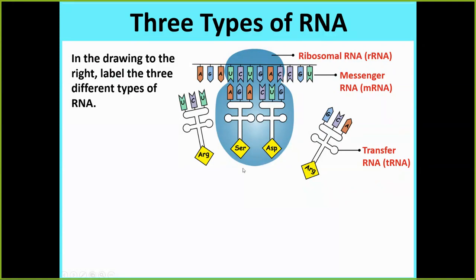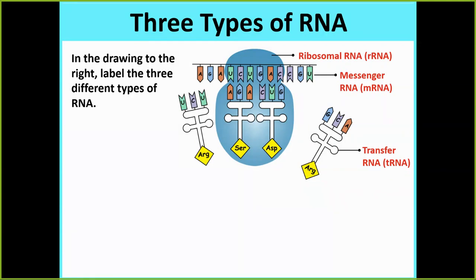So go ahead, take a minute and label your diagram: rRNA, mRNA, tRNA. By the way, very rarely do scientists actually spell out or say ribosomal RNA, messenger RNA, transfer RNA. We use the shorthand. We say rRNA, mRNA, tRNA. All right, so these are our 3 types of RNA.